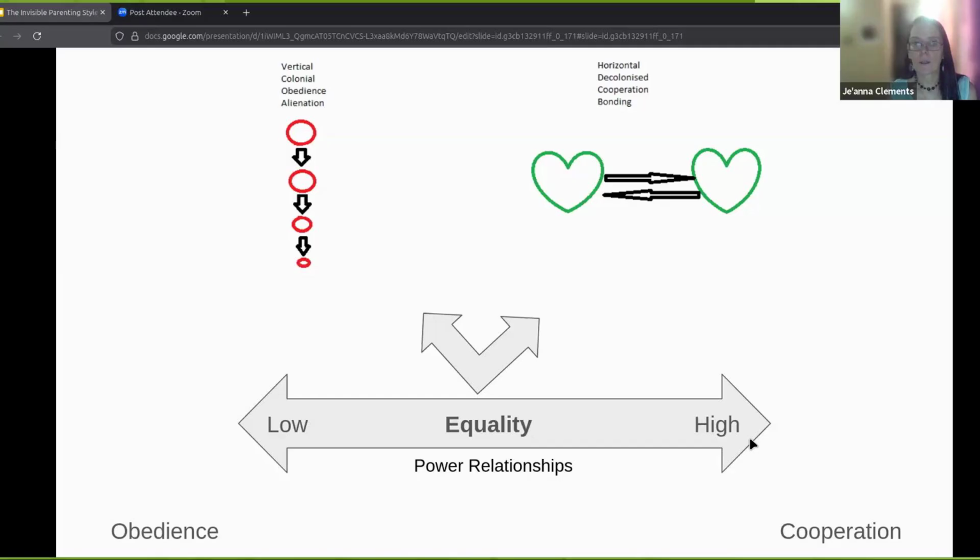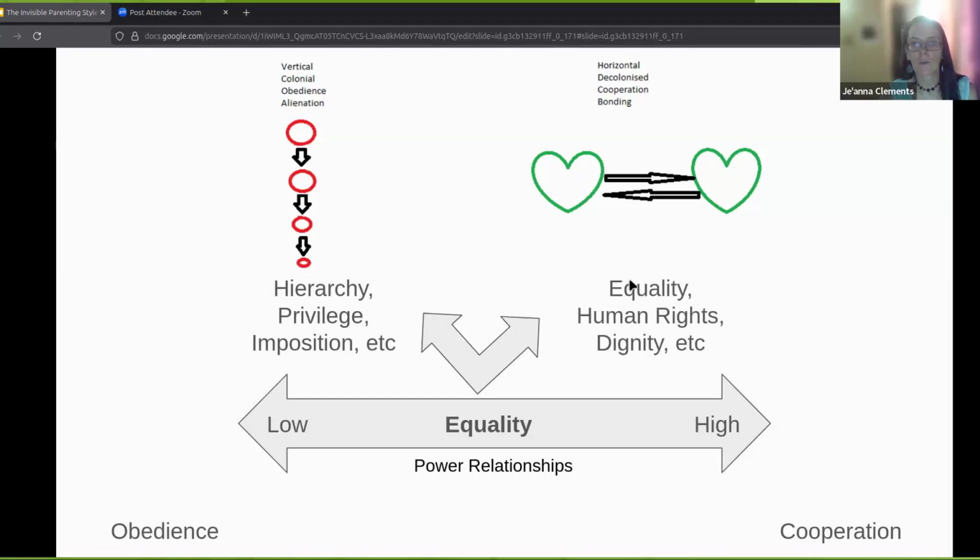Whereas cooperation is a voluntary thing. I want to cooperate with you because we care for each other and I trust you. And I know that you value my needs as you value your own, and we need to work together for a win-win rather than going for this win-lose thing where everybody's always jockeying for position. So now if we start mapping things onto here, and we're looking at hierarchy and privilege and imposition over here with the obedience, and equality, human rights, and dignity over here with the cooperation, then we come to something that, for want of a better word right now, I'll call partnership parenting.